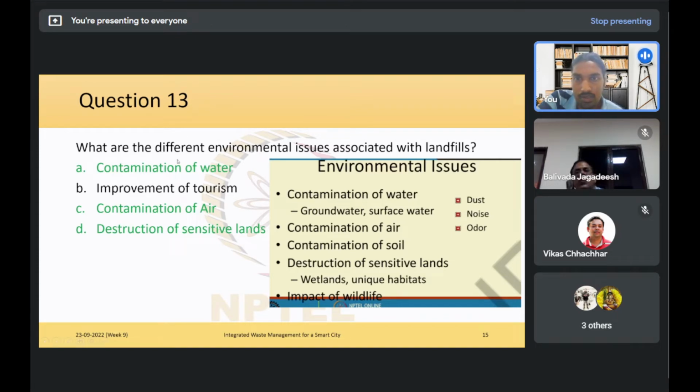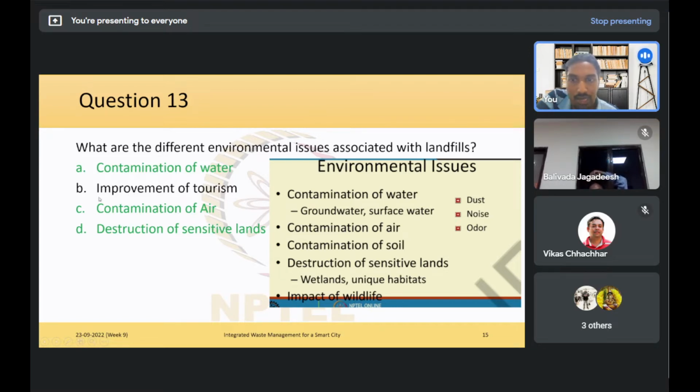We talk a lot about this, right? Contamination of water is not a question of whether we have to do it or not. It is possible if we don't have an engineered landfill, or even with an engineered landfill, sometimes there could be some leakage. That can lead to contamination of the groundwater, or even surface water as well. So that is an environmental issue. Improvement of tourism is not going to improve tourism, and that is not an environmental issue whether it improves or decreases tourism. So we can eliminate that.